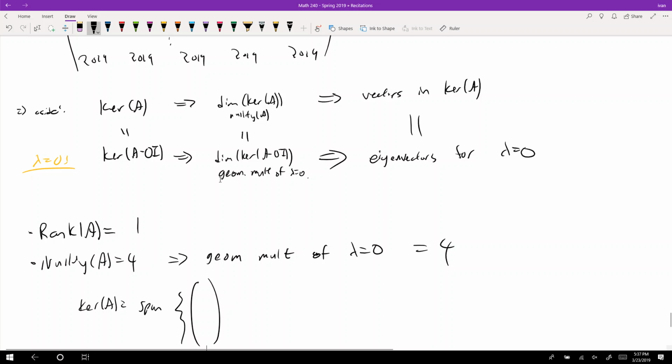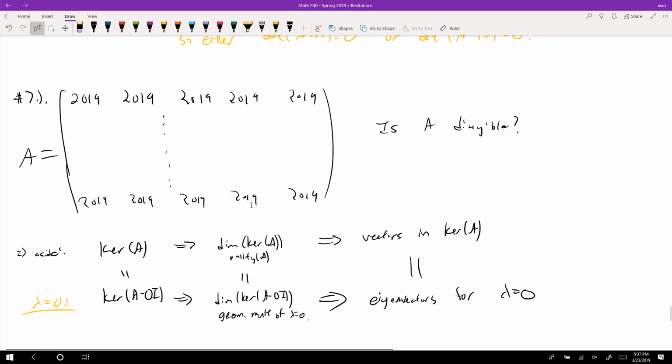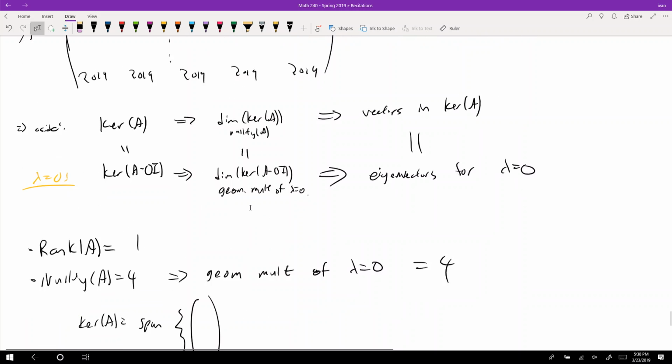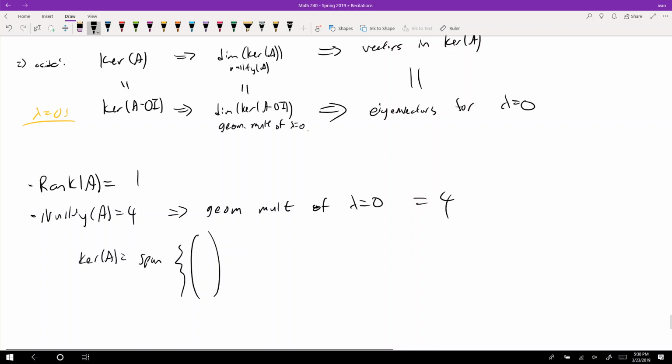All right, so what are 4 vectors in this kernel of all 2019s? If you row reduce it, you'll actually just end up with 1s along the top and 0s everywhere else, because I can just divide the entire matrix by 2019. And so I'll get a matrix of all 1s, and then the last 4 rows just die because of the first row. So after row reducing, you just get this, and then 0 everywhere else.